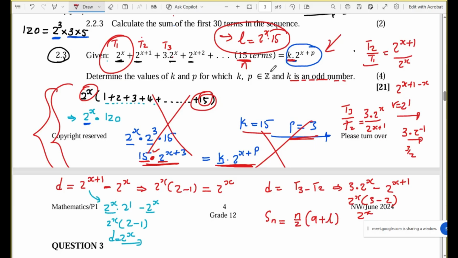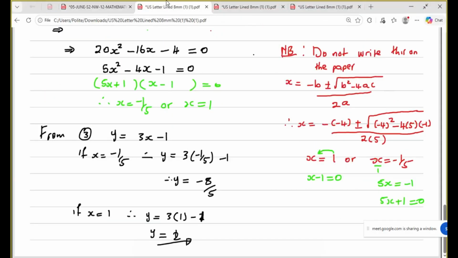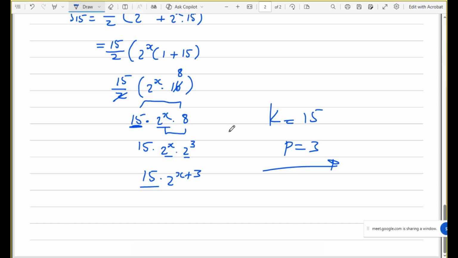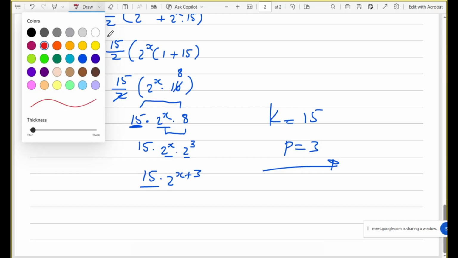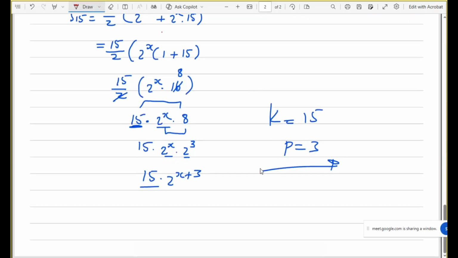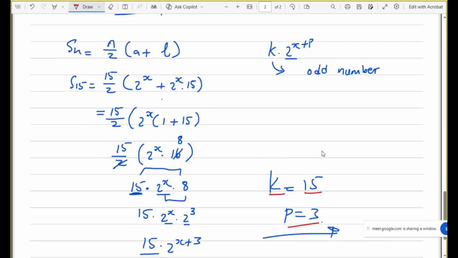Sam, can you please go back to the last one? I wanted you to please explain again how we do the multiplication and stuff until we get the answer. I'm a bit lost. How we got k equals 15, p equals 3, via the substitution, cancellation, or whatever. Okay, look at this.